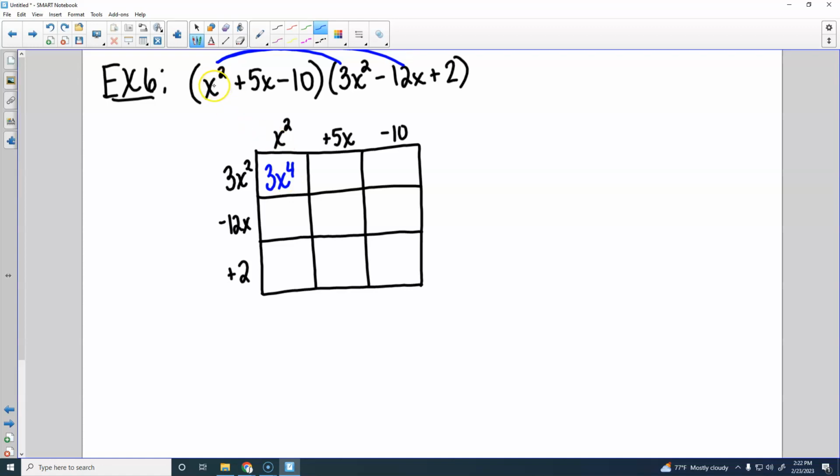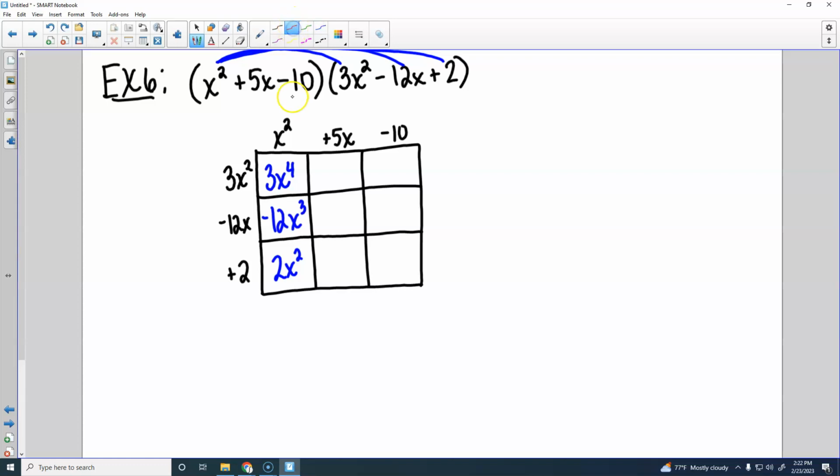Because next we'd have to do x squared times negative 12x. Well, look what will go in this negative box. X squared times negative 12x, which will give us negative 12x to the 3rd. And then if we distributed this here, we'd be doing x squared times positive 2, which would give me 2x squared. So multiplying that first column of your box is the same as distributing your x squared. That's why this is going to work.